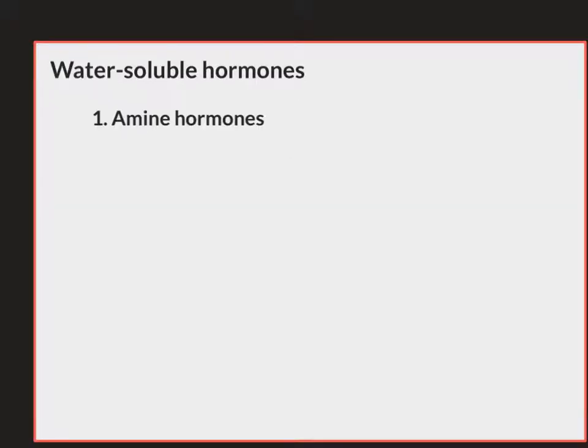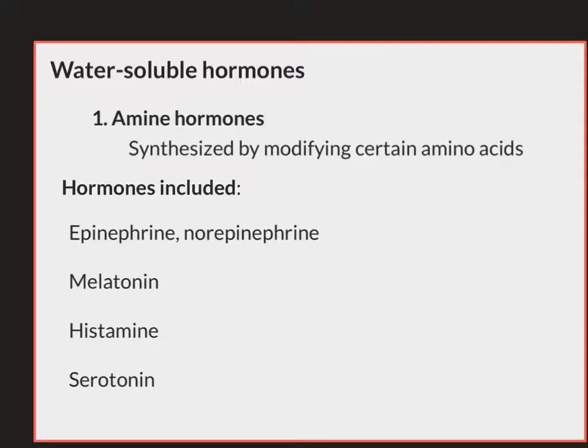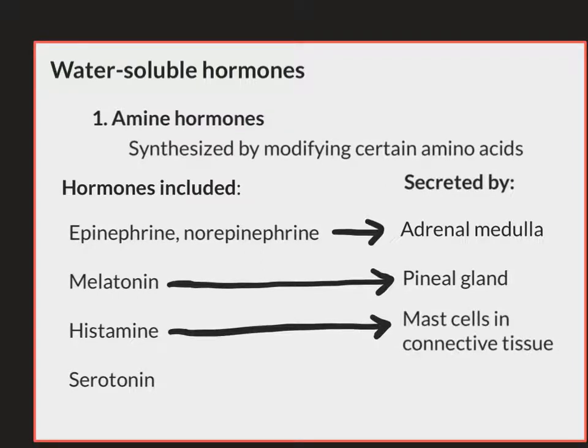Now let's talk about some water-soluble hormones. The water-soluble hormones include amine hormones. Amine hormones are synthesized by modifying certain amino acids. These hormones include epinephrine, norepinephrine, melatonin, histamine, and serotonin. They are secreted by the adrenal medulla, the pineal gland, mast cells and connective tissues, and the platelets in the blood.